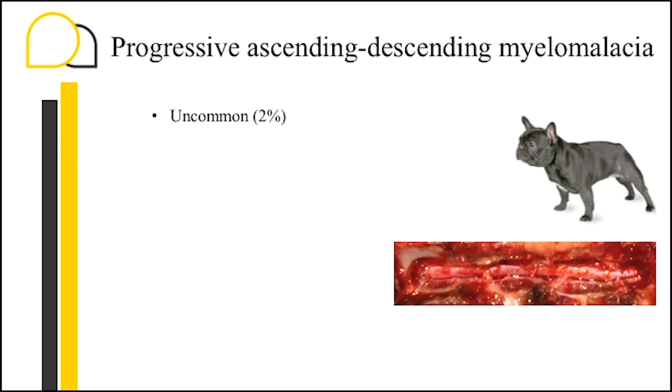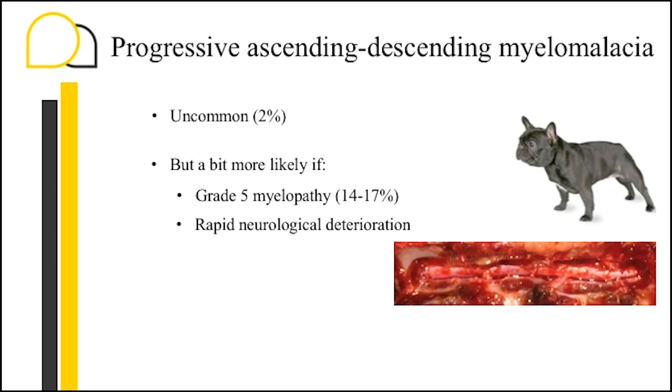and respiratory failure. So as I said, it is uncommon, only 2% of the whole amount of dogs that will have acute spinal cord compression due to disc extrusion, but it may be a bit more likely if we, as I said, talk about dogs with grade 5 myelopathy. As you can see, the percentage increases a lot. It's a bit more common when we have a rapid neurological deterioration, so having a dog that within just a matter of a 12 to 24 hours period, they go from ambulatory to non-ambulatory or even paraplegic.